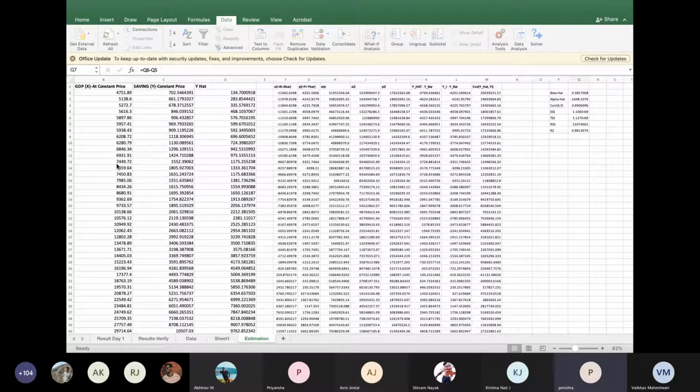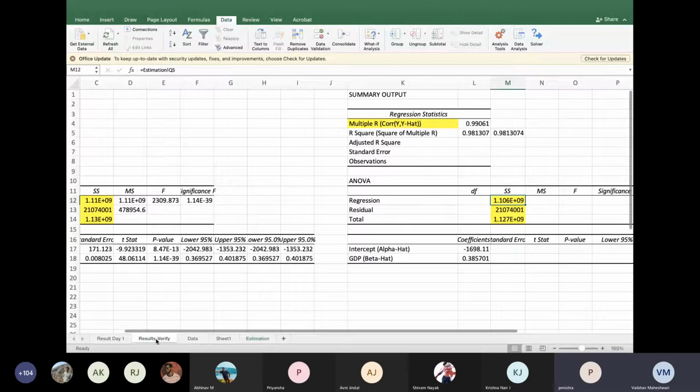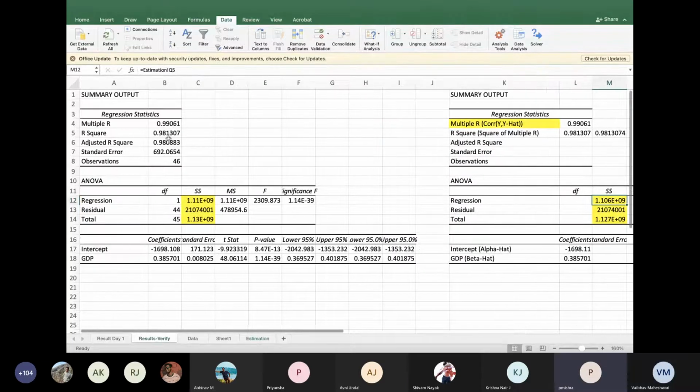ESS by TSS. Again, you go to the sheet on results, verify. Go to the worksheet results, verify. You see the value of R square. It is given.